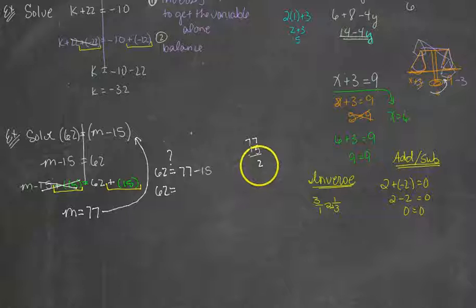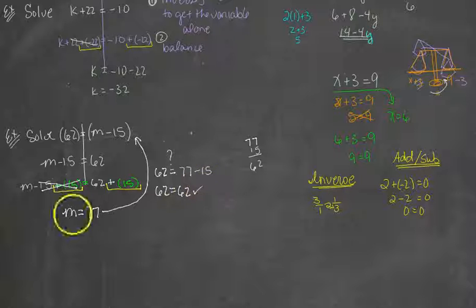7 take away 5 is 2. 7 take away 1 is 6. 62 equals 62. That is a correct answer. I know I have correctly solved the equation.